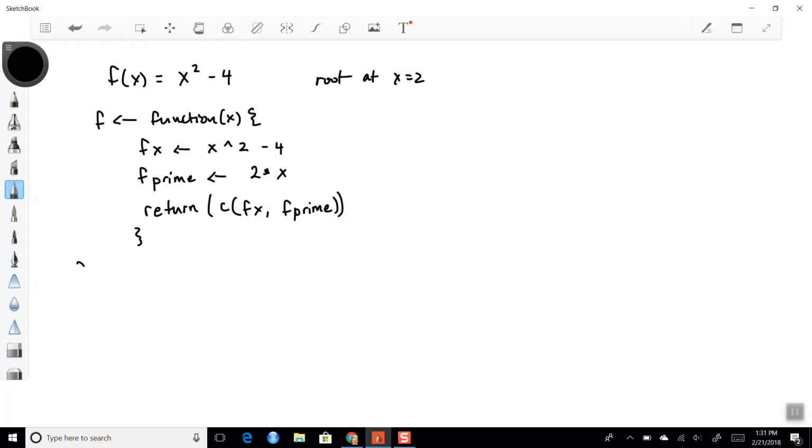Okay, thus if I call f on 5, it will return 21 and 10. It will return a vector of 2 values, and then I can call f of 5 bracket 1 is going to be 21, and f of 5 bracket 2 is going to be the value 10, right?